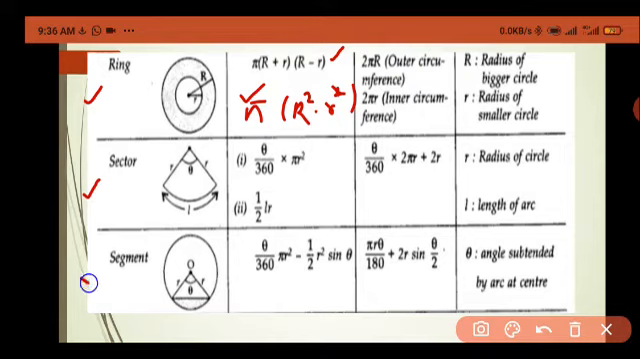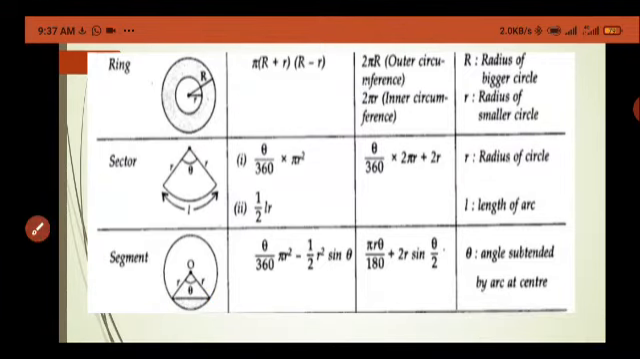Next is segment. Segment is the area bounded by one chord and one arc. So area of the segment is theta by 360 pi r square minus half r square sin theta. What is theta by 360 pi r square? Already we know, it is the area of the sector. Second, minus area of the triangle.